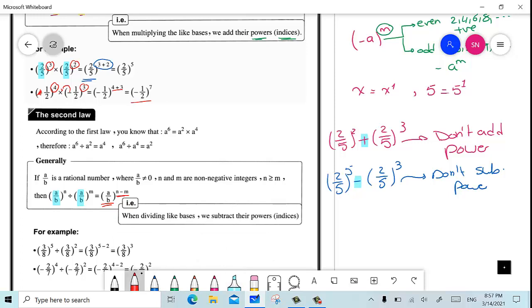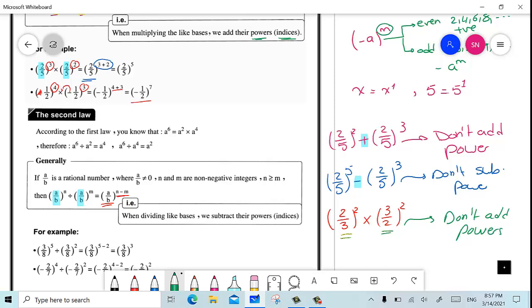And also we must keep in mind, if for example I have 2 over 3 raised to the power of 2 times 3 over 2 raised to the power of 2. Here I have different bases. The bases are not the same. I have one of them 2 over 3 and the other is 3 over 2. So also here I do not add powers. Why? Because I have different bases.